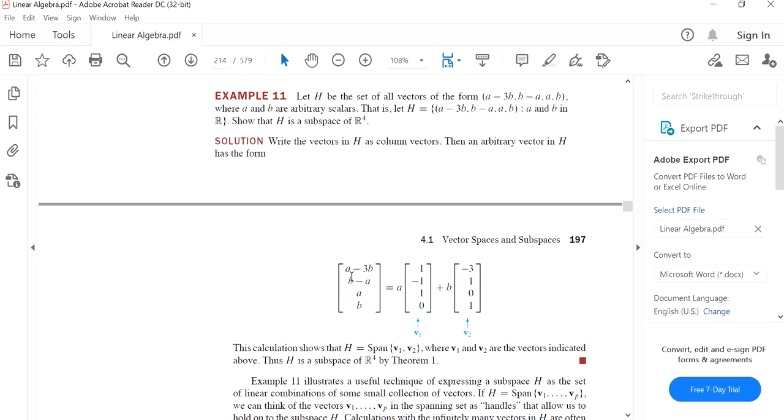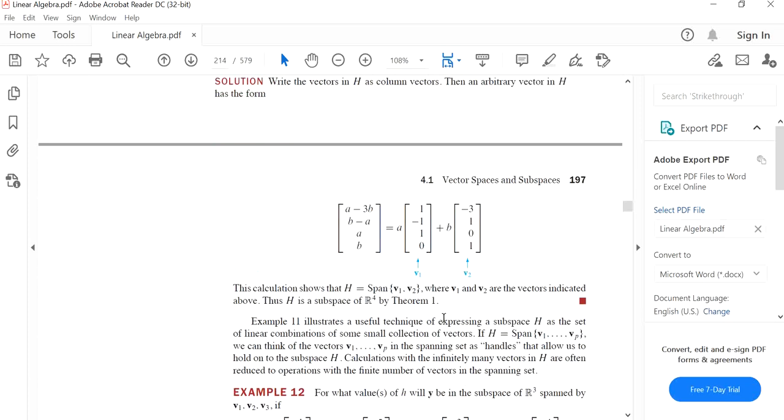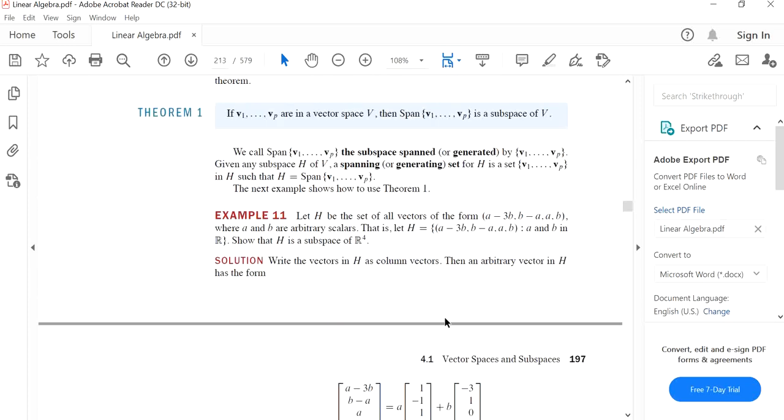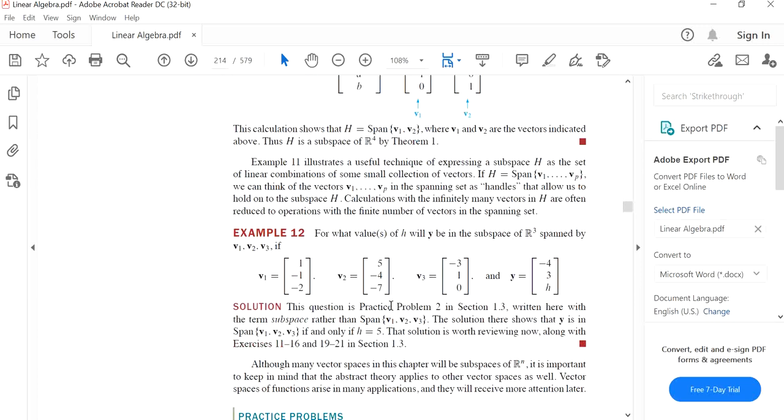So basically you took this a minus 3b, b minus a and b, and you split them. If you rewrite them, there is a, minus a and a 0 times a. So you can rewrite this as something like this. Similarly, if you took b common, you have minus 3, 1 and 1. So these two vectors v1 and v2 are basically the vectors which span H, and hence this theorem indicates that H is a subspace of R4 by theorem 1. So we don't really need to prove this again and again. By using that theorem we can definitely show that.